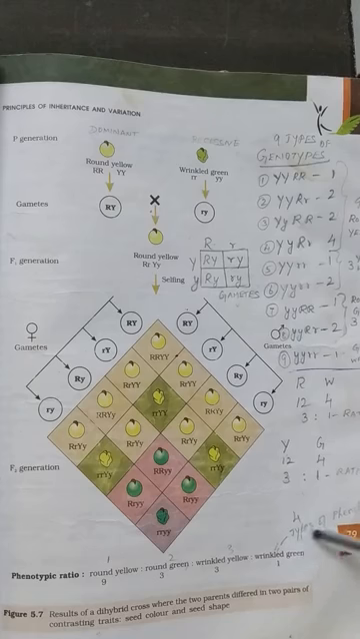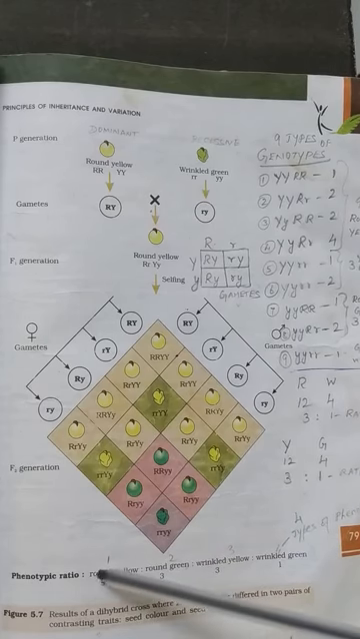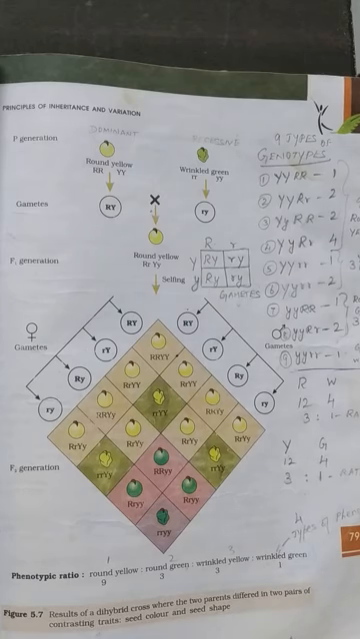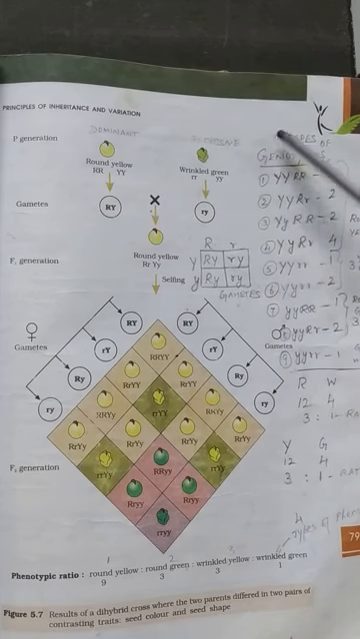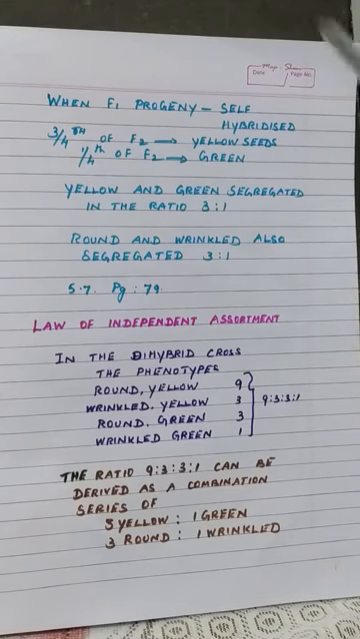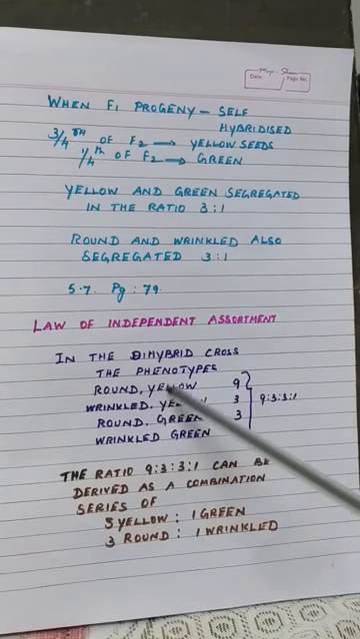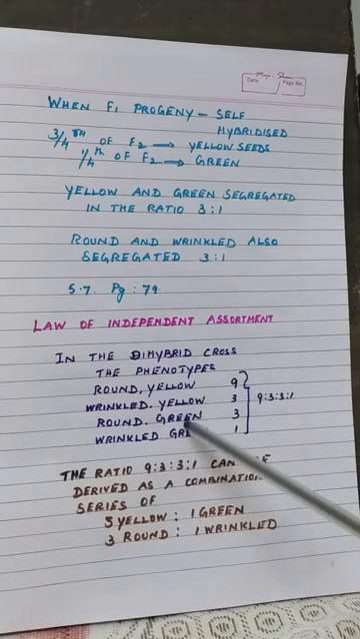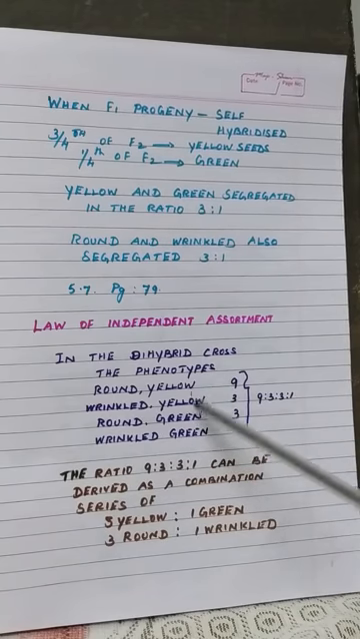So how many types of phenotypes did we have? We got 1, 2, 3, 4. 4 types of phenotypes. And how many different types of genotypes did we get in dihybrid? 1, 2, 3, 4, 5, 6, 7, 8, 9. So 9 different types of genotypes we got, and 4 types of phenotypic individuals in the F2 generation of dihybrid cross. So in dihybrid cross, we got 4 types of phenotypes: round and yellow, wrinkled and yellow, round and green, and wrinkled and green.